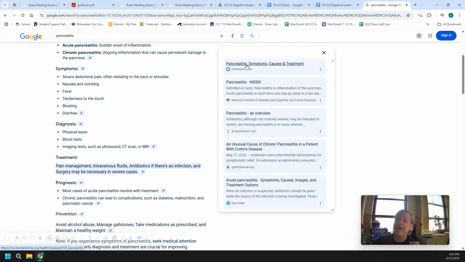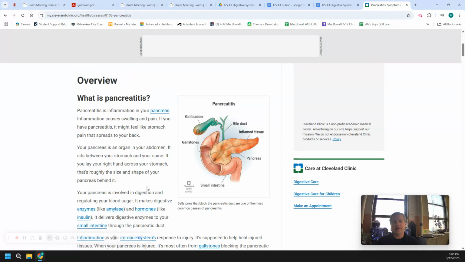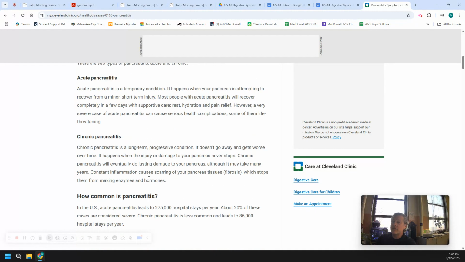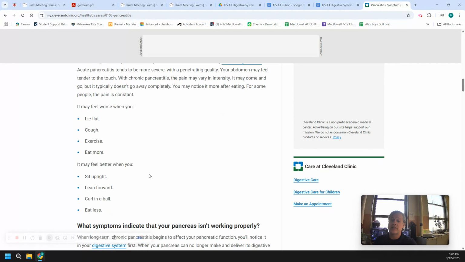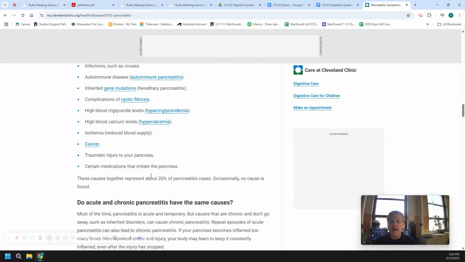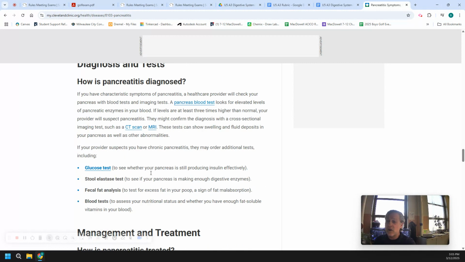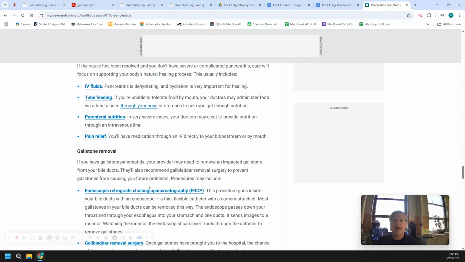this Cleveland Clinic. They do a fantastic job of giving you actual real information that's not way over your heads, right? So look at this. They give you an overview of pancreatitis. They identify if there are different types, and how common it is, and then they go into some symptoms and what it feels like, and even talk about can you die from it, and then other things, and all the diagnosis and tests and management and treatment. This is a really solid website to help you.